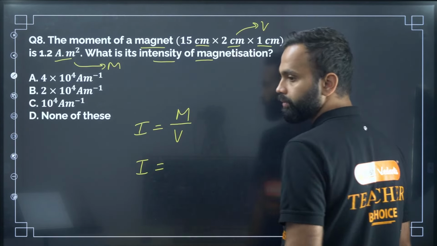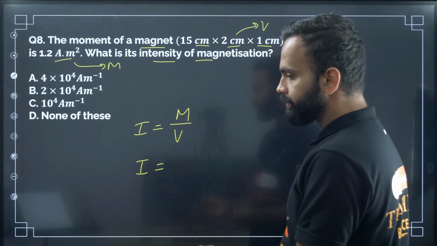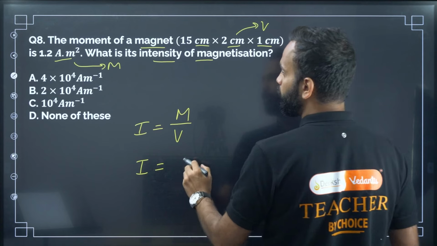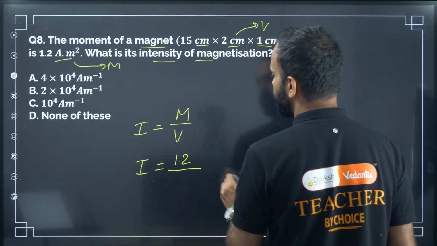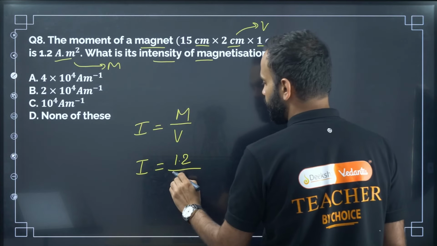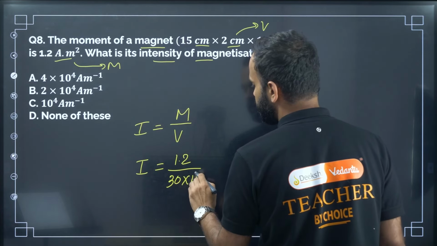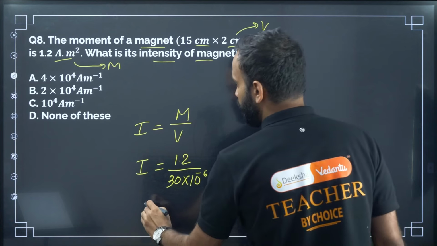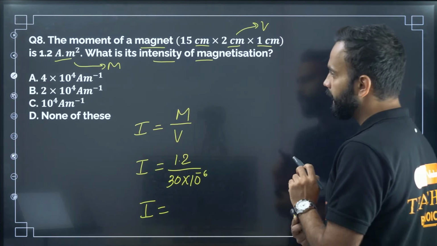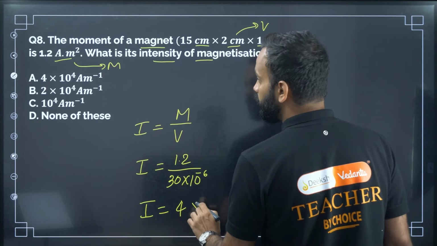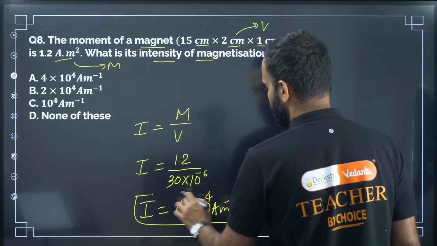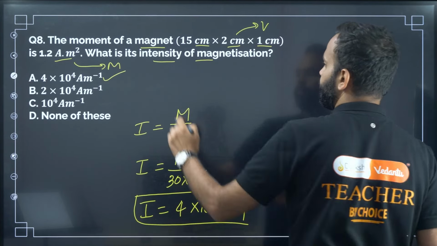So I equals M divided by volume. M is 1.2 ampere meter square and the volume is 15 into 2, that is 30 centimeter cube, that is 30 into 10 to the power minus 6. Now solve this, you will get 4 into 10 to the power 4 ampere per meter. The correct option is A.